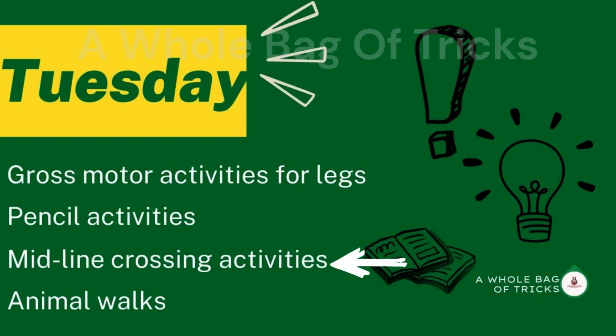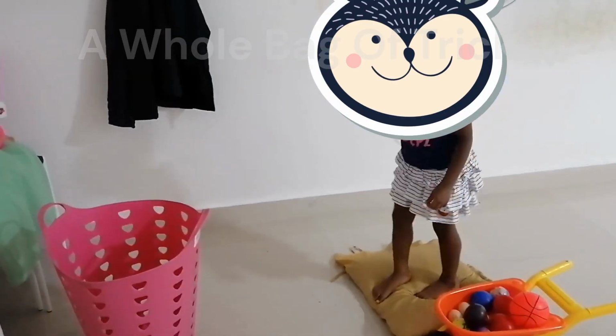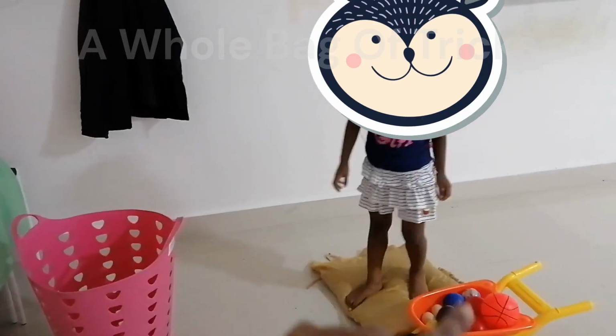Midline crossing activities include any activity that involves your child bringing his left arm or leg to the right side or vice versa.